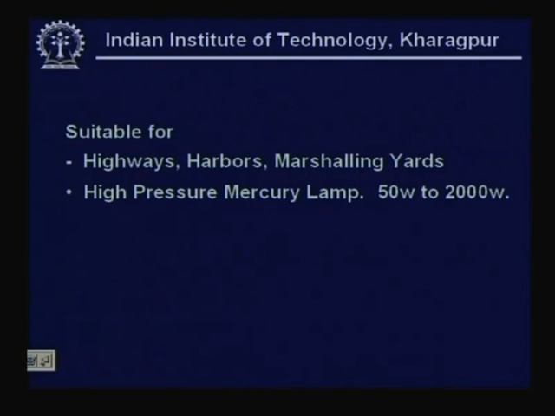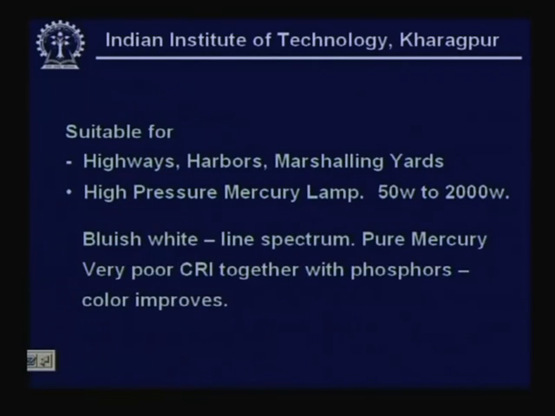These sodium vapor lamps are suitable for highways, harbors, marshalling yards. In fact, high pressure mercury lamps are also suitable in such areas, and they are available from 50 watts to 2 kilowatts. They have bluish white line spectrum, and color rendering is bad, and that is where some phosphors are employed to improve the color rendering.